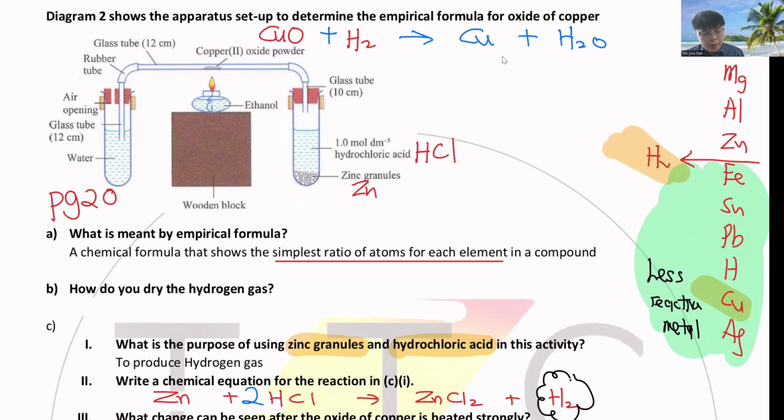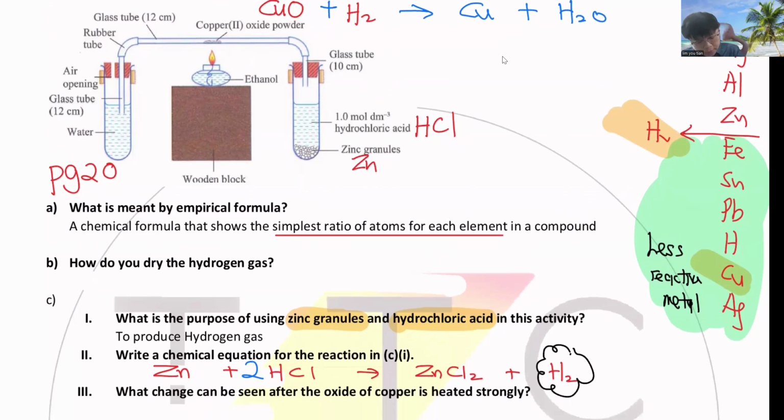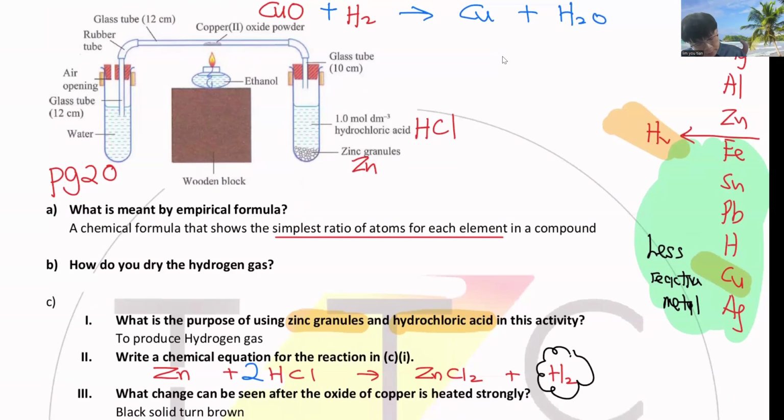So in this case, we are able to have the mass of CuO and Cu. For this, you need to remember the color. If they ask you what is the color change, you write black to brown, because CuO is black color, then my copper is brown color solid.